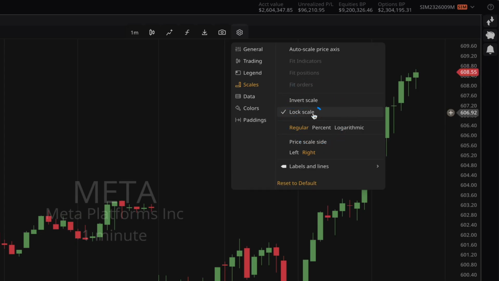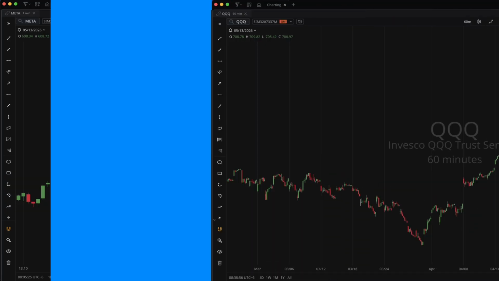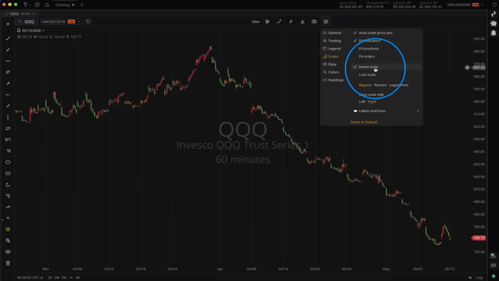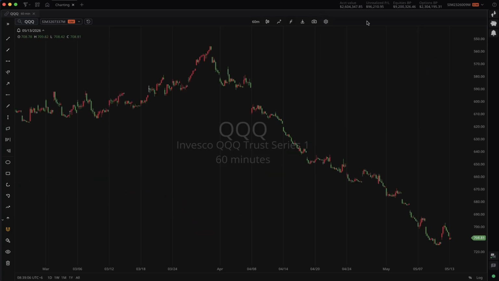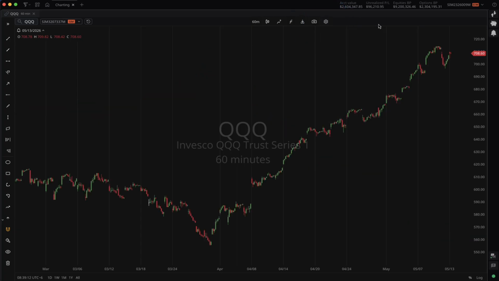Lock scale pins the vertical range so the axis stops adjusting, letting you stay focused on a specific price zone without the chart constantly reshaping itself around you. Invert scale flips the price axis, so higher prices are at the bottom and lower prices are at the top. Most traders won't use this, but if your workflow or strategy requires it, it's there.